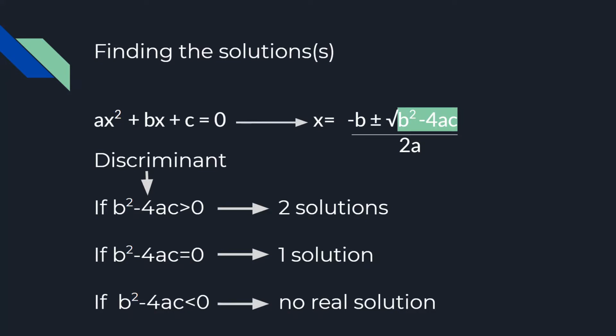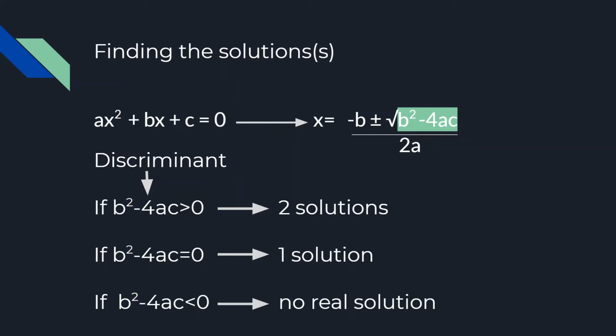So if we want to find the solutions, before we even solve the thing, we could go ahead and look at the discriminant. The discriminant is what's inside the square root. If b squared minus 4 times a times c is greater than 0, we know that we'll have two solutions, so x will equal two different things. If b squared minus 4 times a times c is equal to 0, we know that x will equal one thing, one solution. And if b squared minus 4 times a times c is less than 0, this means there will be no real solution.